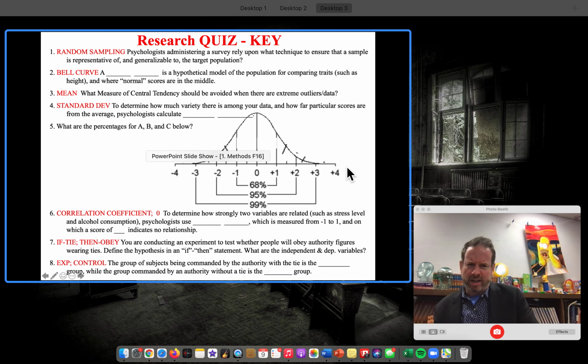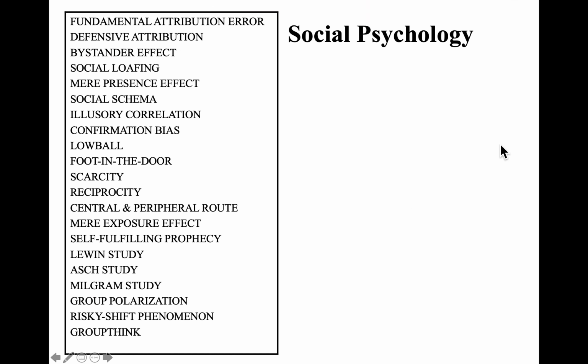And finally, number 7 and 8 should be pretty self-explanatory. So if-then statement, if it's their stated expectations of what they think was going to happen. The if part of the statement is the independent variable, and the then part of the statement is the dependent variable in any case. All right, so let's wrap up.